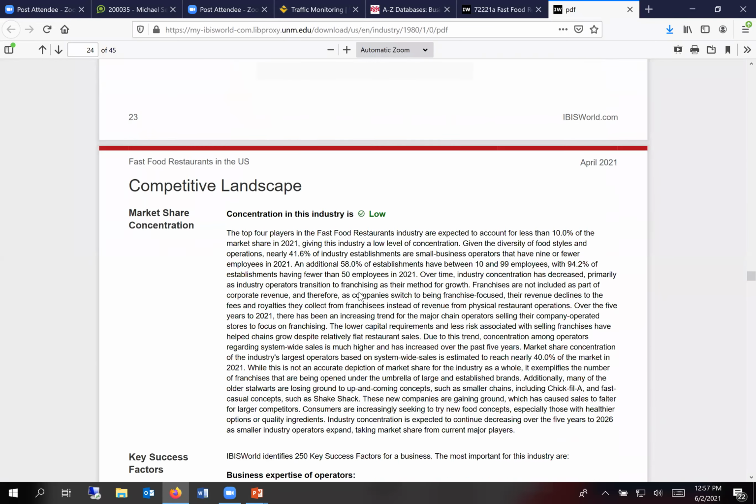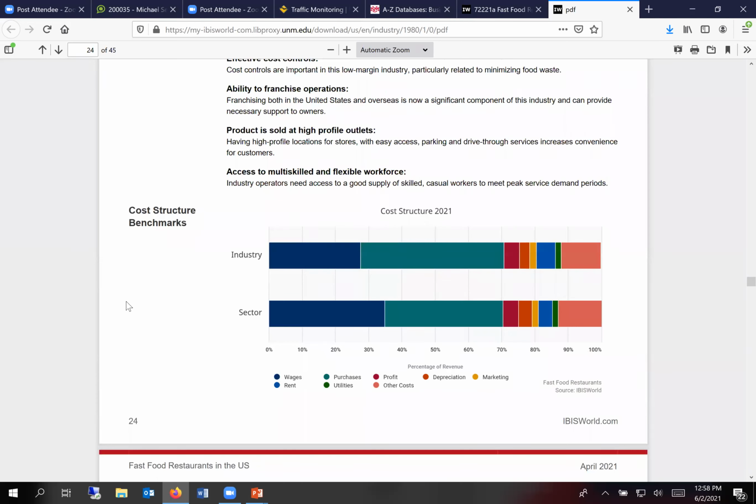And the last portion of this is if we're doing financial projections for a business. This gives a cost structure for the industry across the United States. So as you see, the red is profit, that's about 4.6%. We could see what percentage purchases account for, wages, and so on and so forth. Very good rule of thumb guidance for us, especially for those starting a new business.